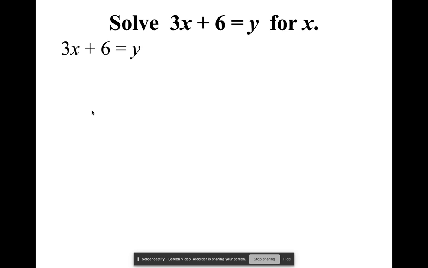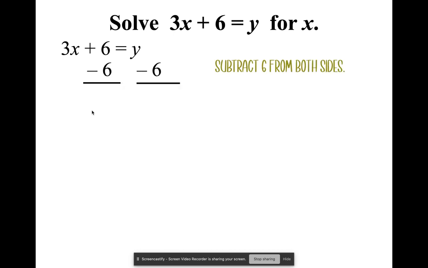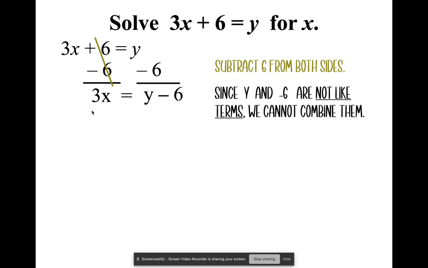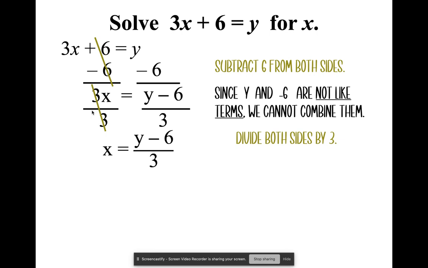Okay, hopefully you tried this for yourself. And in doing so, the first thing that you decided to do was to subtract 6 on both sides, which leaves you with this equation. Remember, we can't combine, we just rewrite, so y minus 6. Next, we need to divide both sides by 3, and we end up with this as our answer.